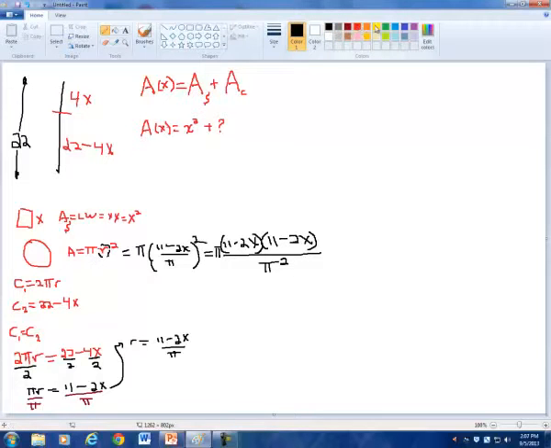Well, pi can cancel into pi squared, and that just leaves us with pi. And now we distribute, we FOIL, and we get 11 times 11, that's 121, and then a minus 11 times 2, that's 22, minus 22x, minus 22x, that's a minus 44x. And then a minus 2 times minus 2 is a plus 4x squared over pi. Okay, so that's the area equation for our circle.